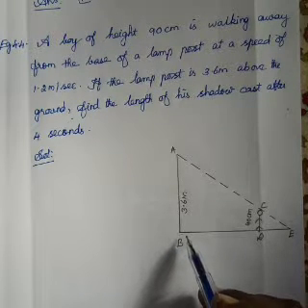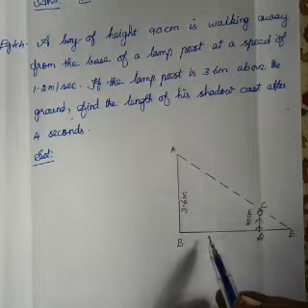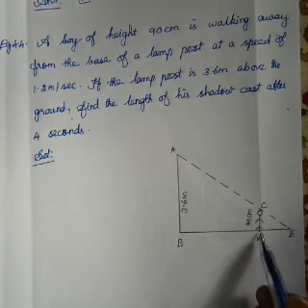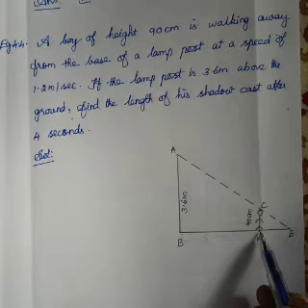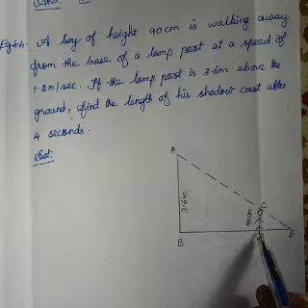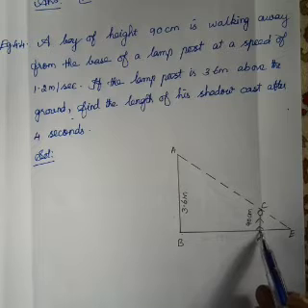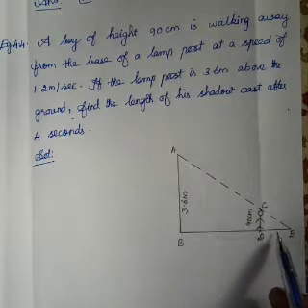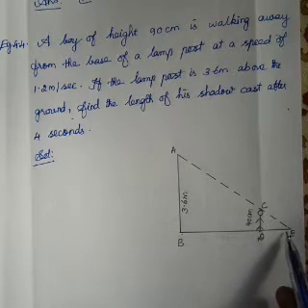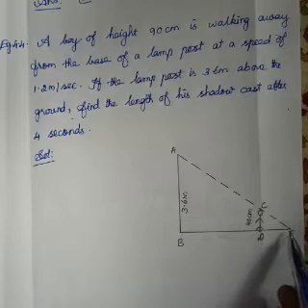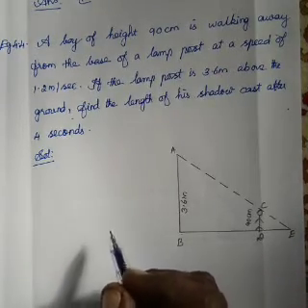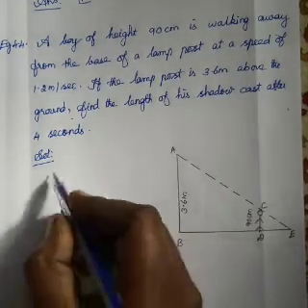Away from the post, he is walking. In 4 seconds he walked and he stood at the point D. So after 4 seconds, what is his shadow cast? We need to find out the length of the shadow. So first of all, we can write the given.